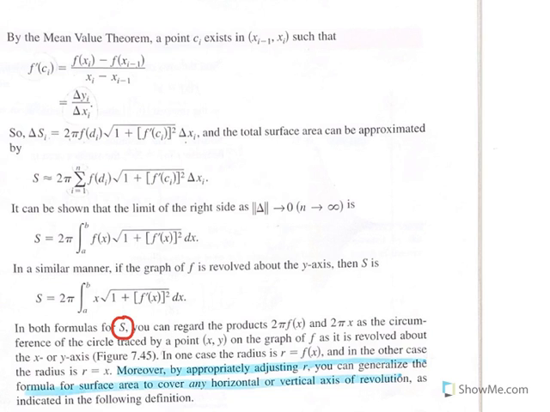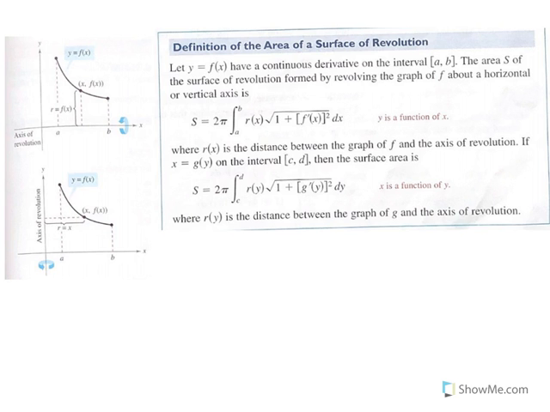So it says here, in both formulas for the surface area, you can regard the products 2 pi f of x and 2 pi x. This is just a way for you to remember it. And you can read this on your own, and we'll go ahead and now take a look at what we end up with, which is the definition of the area of a surface of revolution.